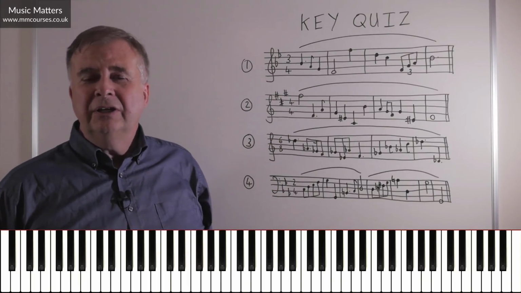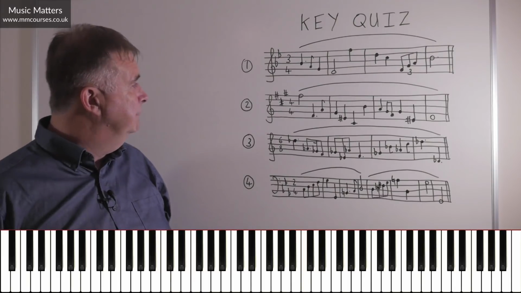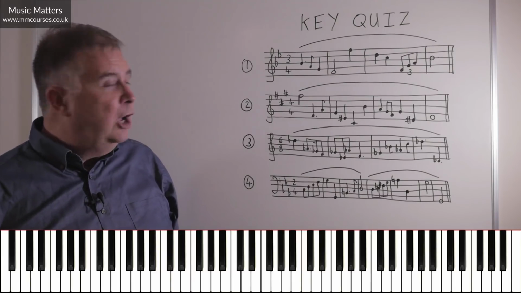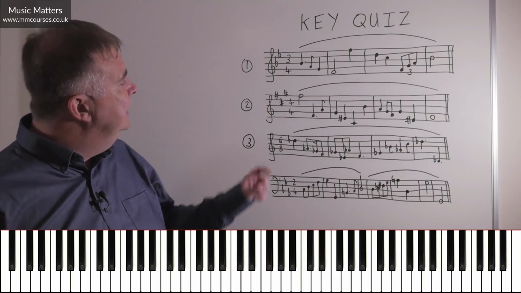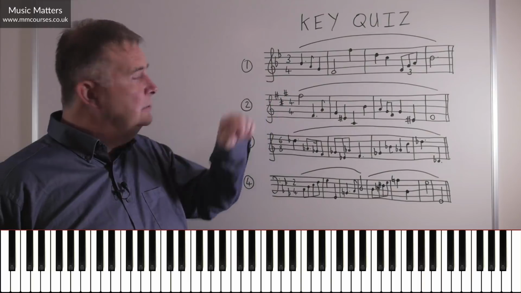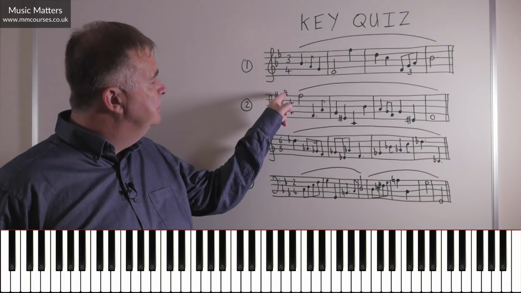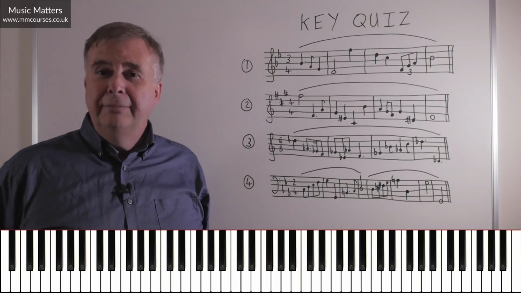So if the circle of fifths isn't quite to hand or you've got a slight muddle with your keys, it's another way of doing it. When you have sharp keys, if you're looking for a major key, you look at the last sharp and you say that will be the seventh degree of the scale in a major key. So if the last sharp is G sharp, which it is in number two, then it could be A major.